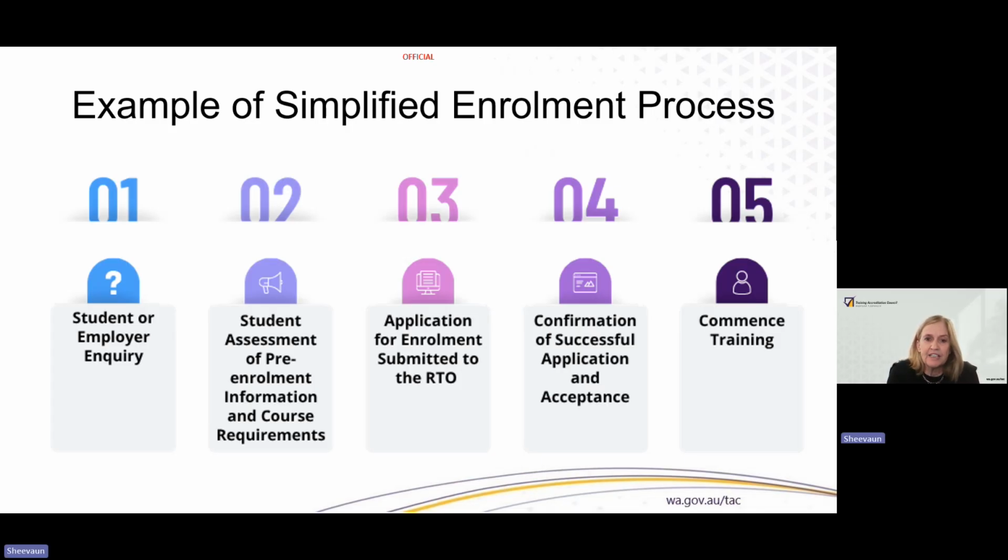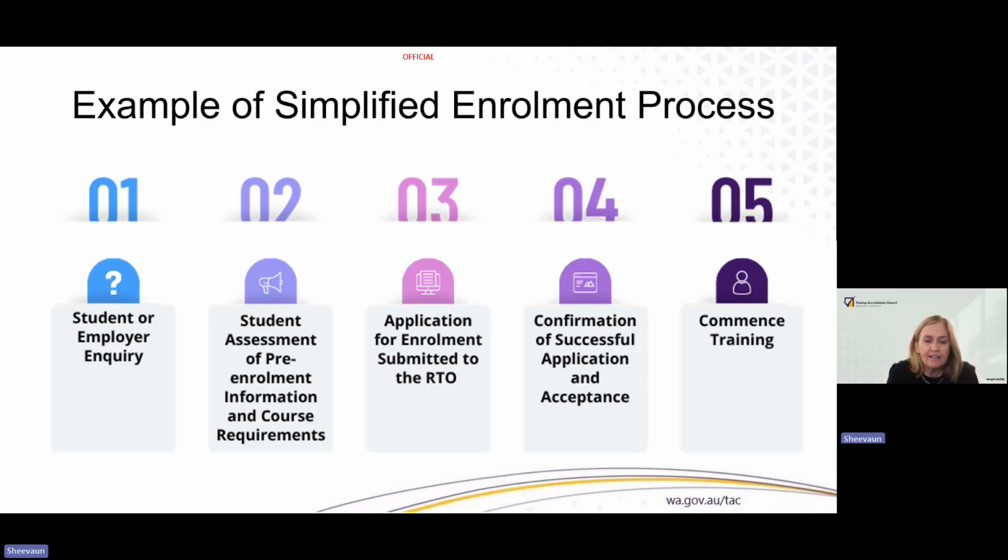Where I thought we would actually start in terms of the process this morning is to think about what is enrolment, what is the enrolment process? And I've managed to simplify it down into five high-level stages. Now, within each of these stages, there are a number of different steps and processes that are going to come into play. But just looking at the new standards, how you might simplify it.